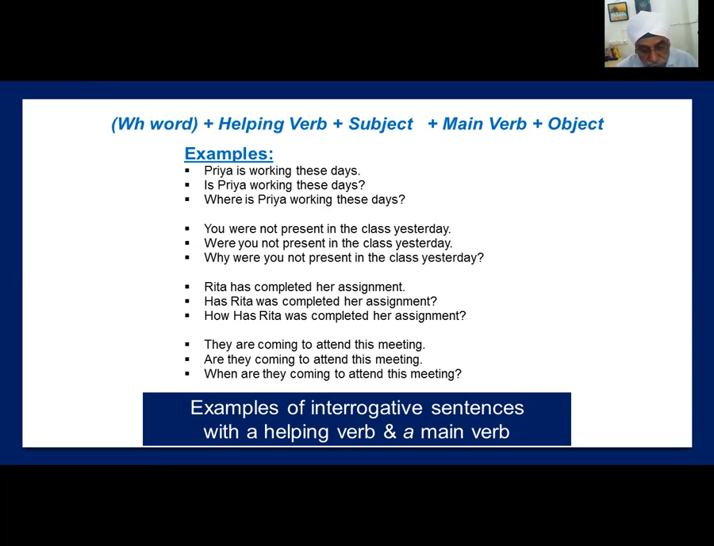They are coming to attend this meeting. Are they coming to attend this meeting? Are is the helping verb, and we have simply moved it out. When are they coming to attend this meeting? We have placed when in front of the interrogative sentence. Are they coming? To write this sentence as, when they are coming to attend the meeting, is a wrong sentence.